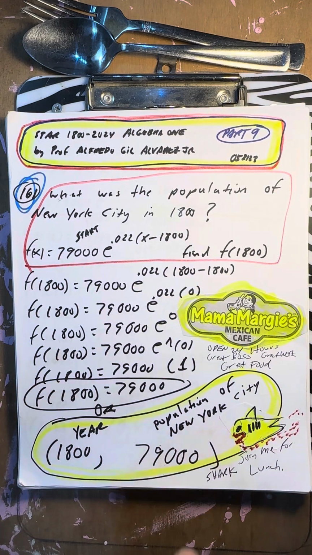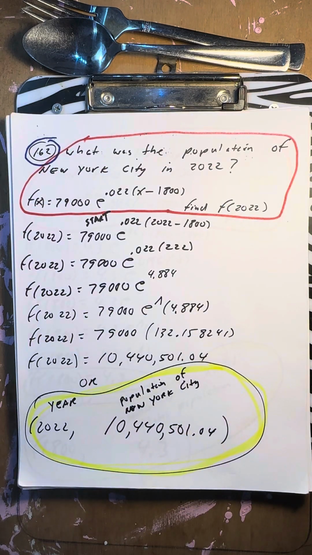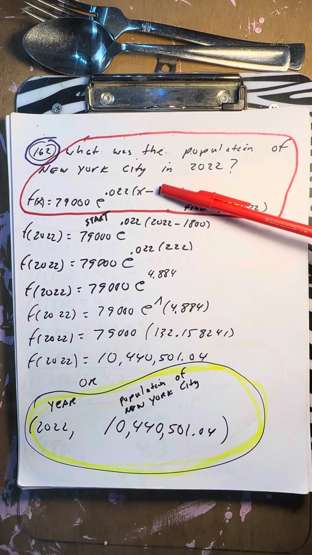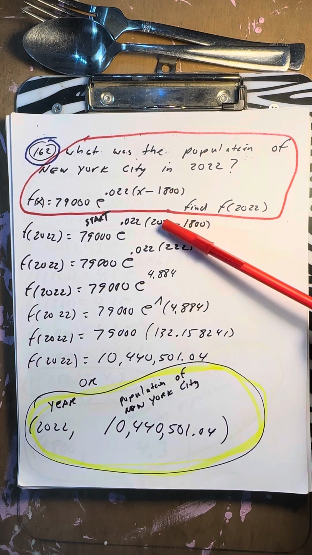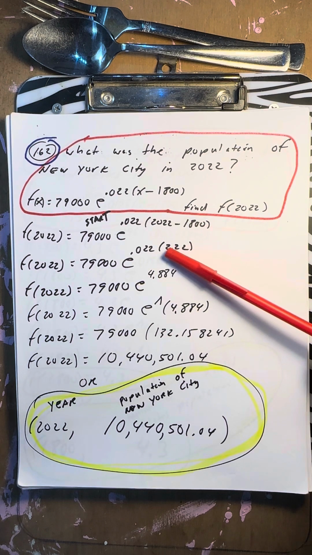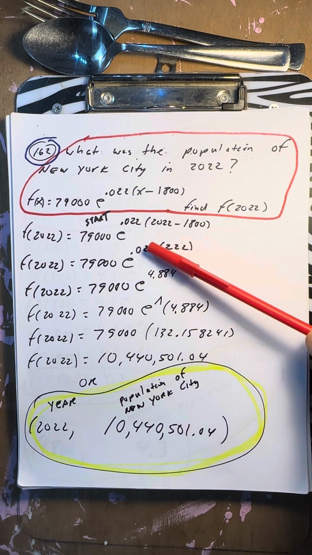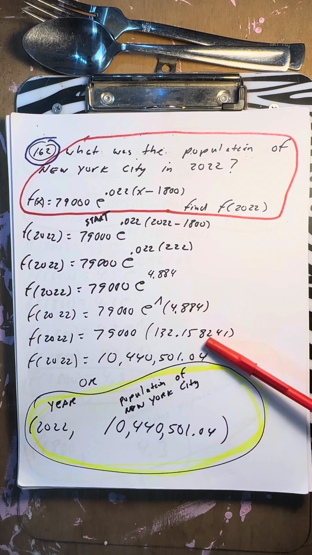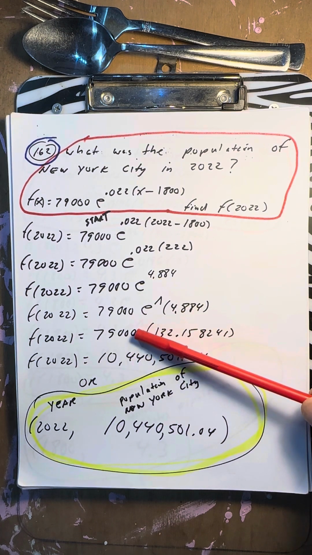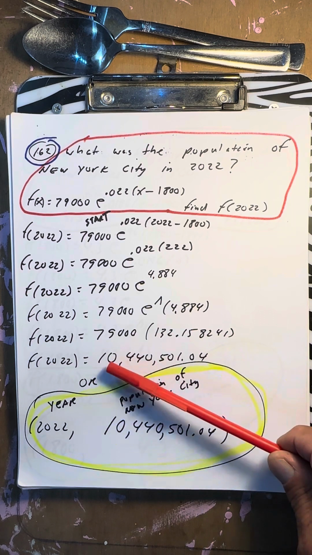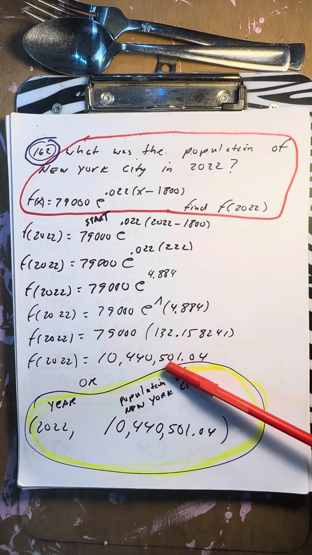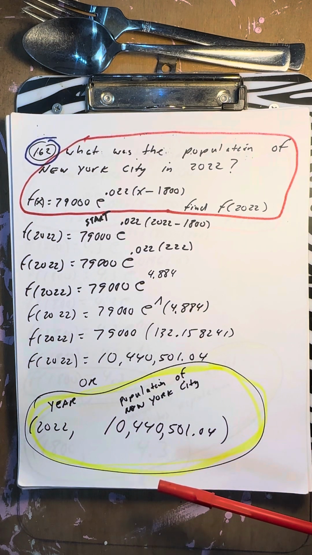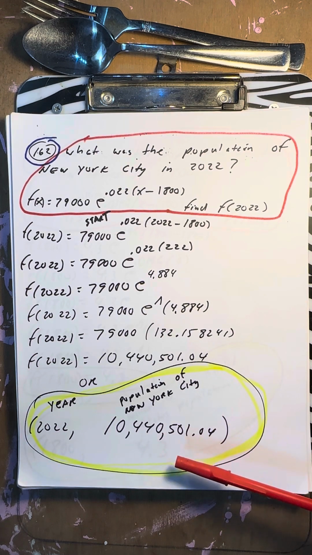All right, so that's good. That question is done. Next one. What was the population of New York City in the year 2022? Again, here's the formula of the function. We're going to put the number in there. So 2022 minus 1800 is going to give you 222 years. So 222 times this number is 4.884. E to the power of that is going to give you this number here. Multiply it times the 79,000. Then that's going to give you 10,440,501.04. So in the year 2022, the population of New York City was 10,440,501.04.